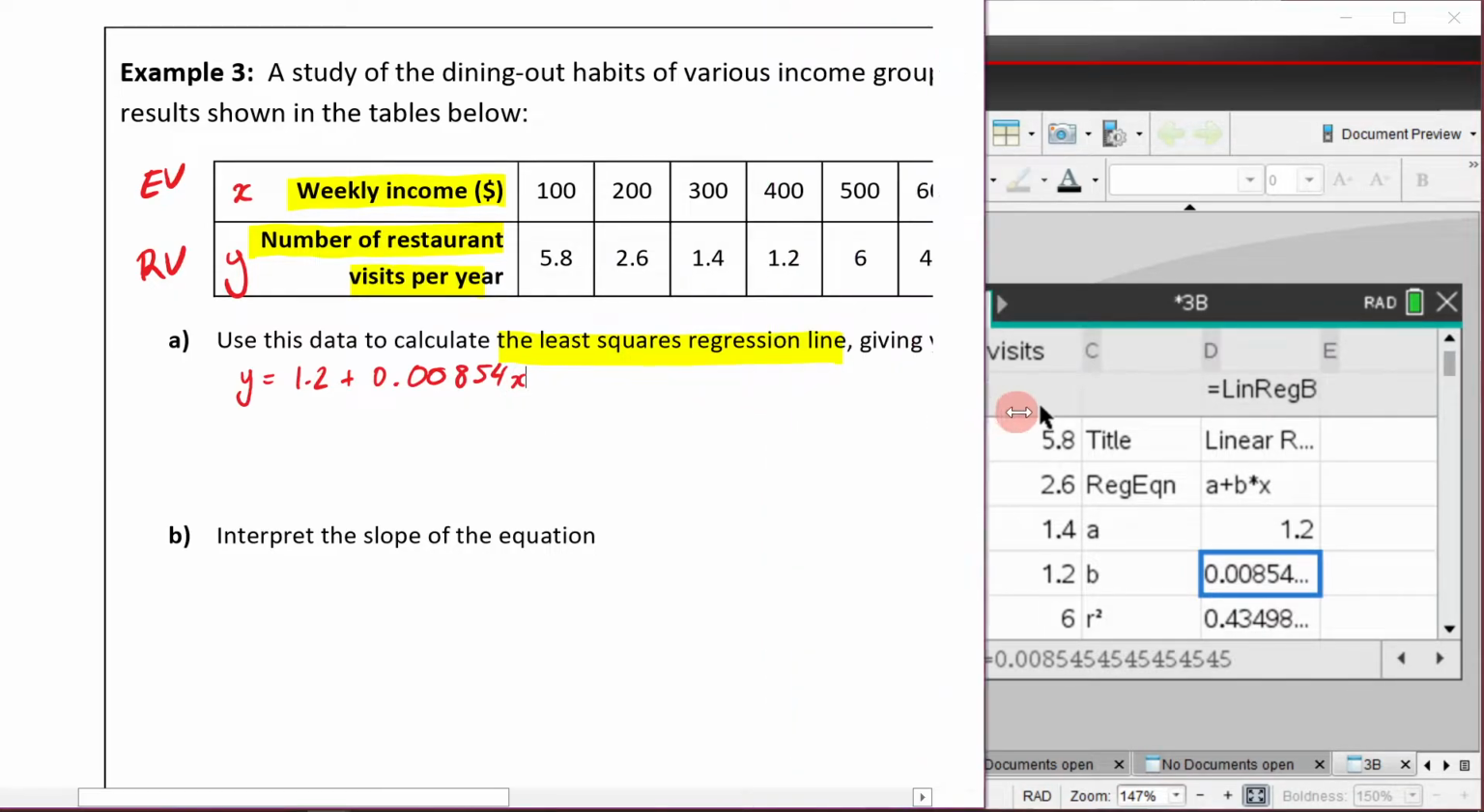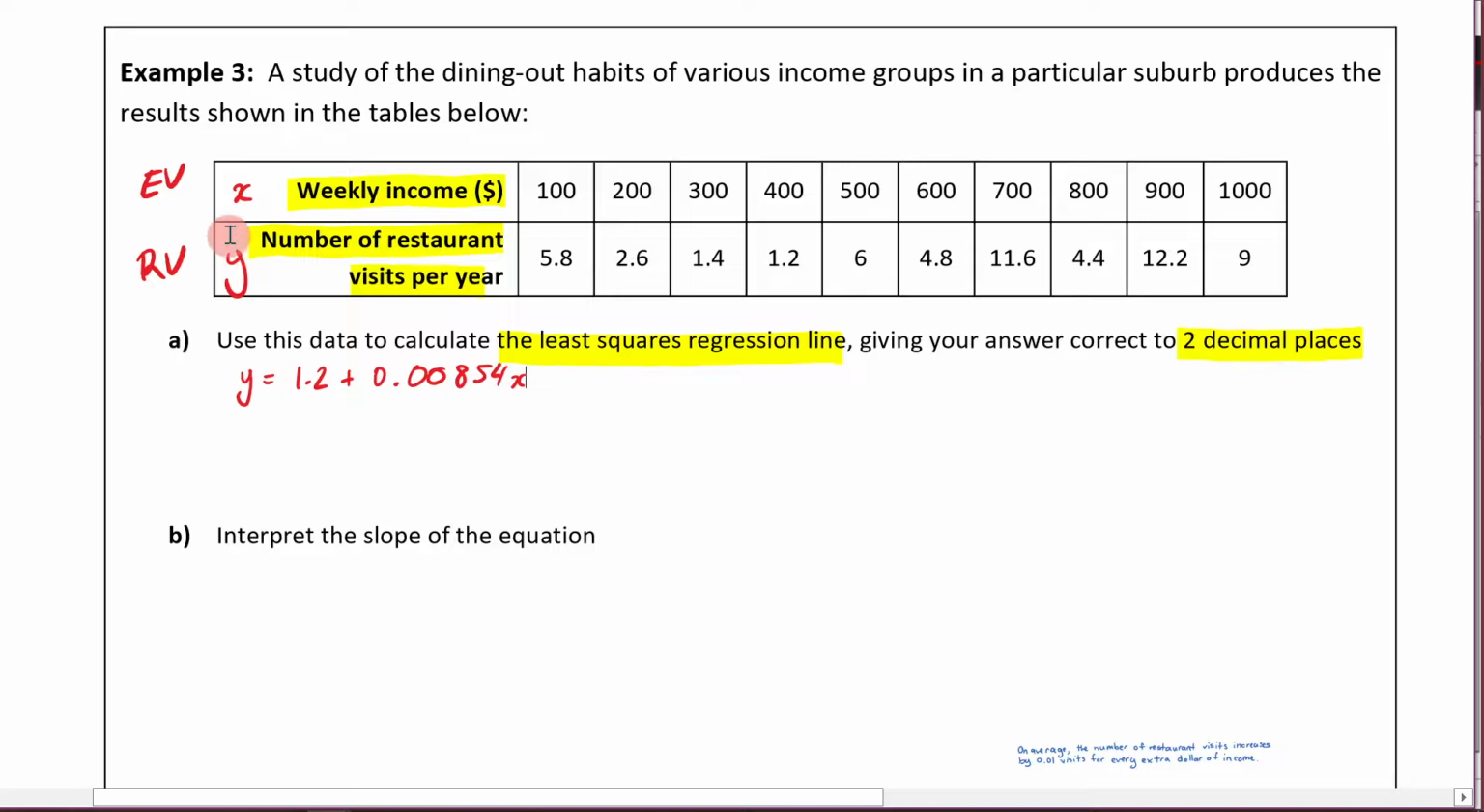Now, when answering these questions, you have to be careful. I really shouldn't have introduced X and Y. I should leave them as the explanatory variable and the response variable, meaning I should just leave them as the weekly income and the number of restaurant visits per year. So I'm just going to leave them as they are. I'm not going to introduce variables not mentioned in the question themselves. So that means I'm going to change them. The other thing I need to make sure is I'm sticking to this 2 decimal places as well.